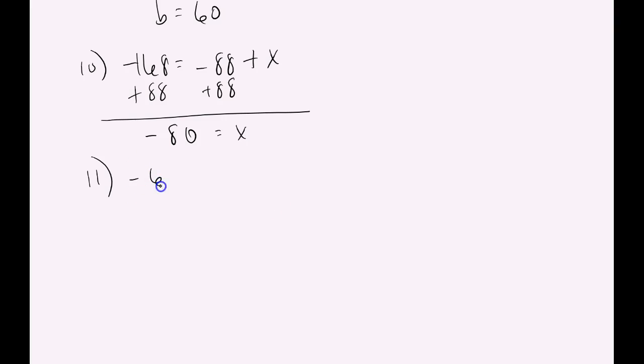Okay. Number 11 is -6p plus 2p equals -4. Okay, so that just means combine like terms first because they both have a p, and then divide by the -4.